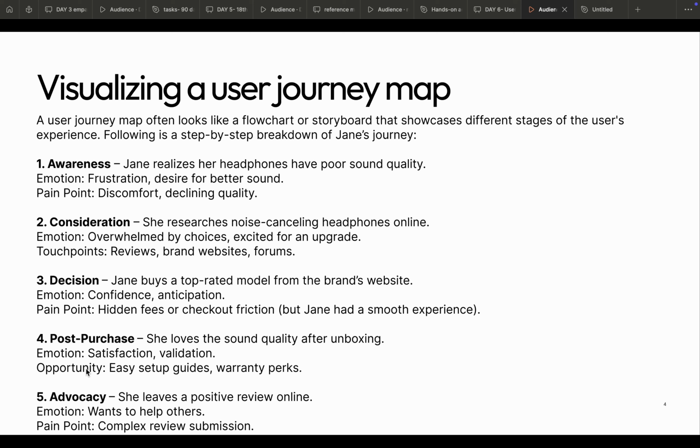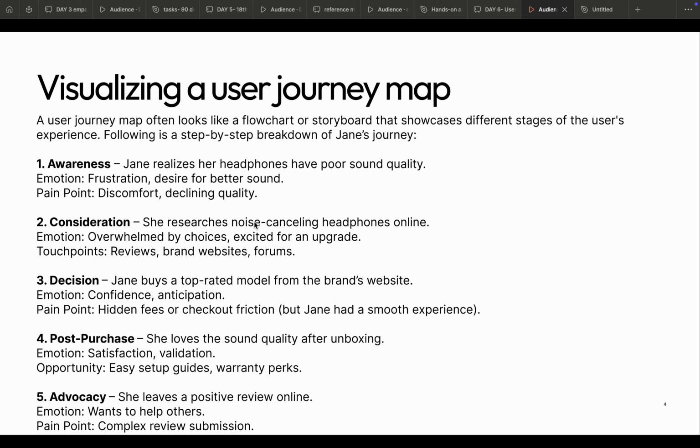So the user first gets to understand what they need, and then once she realized that she needs a headphone, she is researching a lot of headphones online. Before that, when she realizes it, what are they feeling, what emotion are they feeling, what pain point are they feeling, we are writing that down. And then she is researching other headphone options available online.